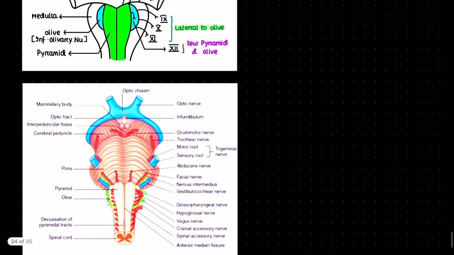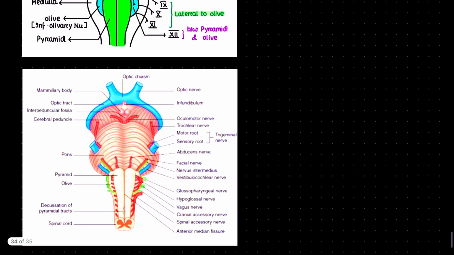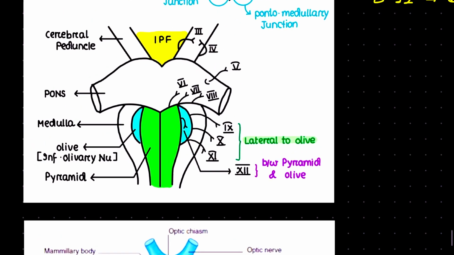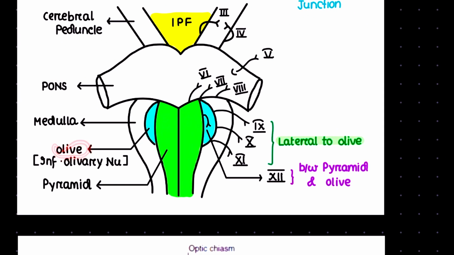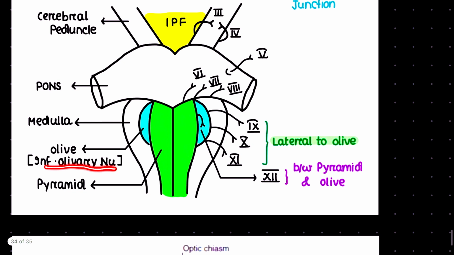Now moving further, the thing I'd like to mention right here is this olive. This olive is present lateral to this pyramid, and it consists of the inferior olivary nucleus also. That is one important fact.